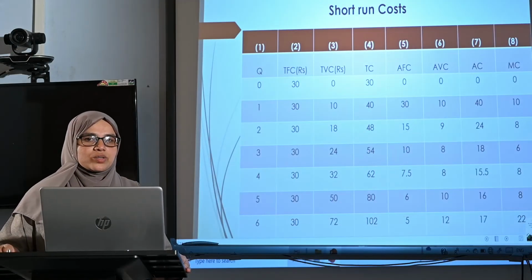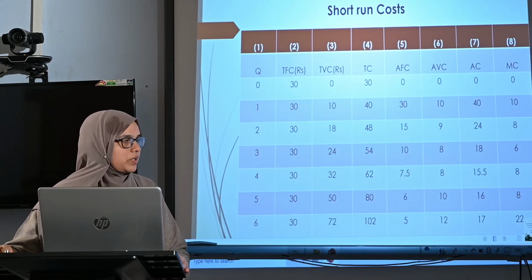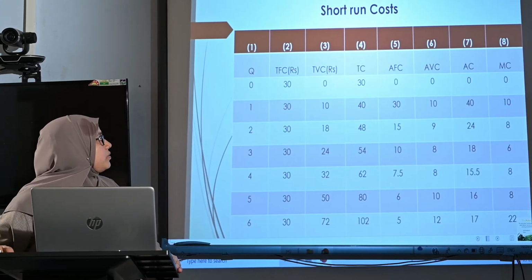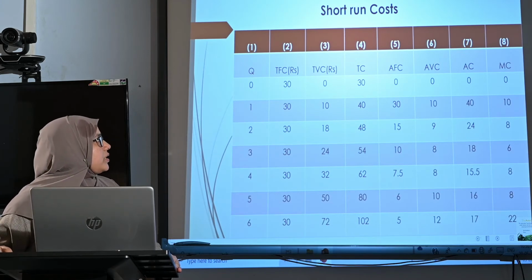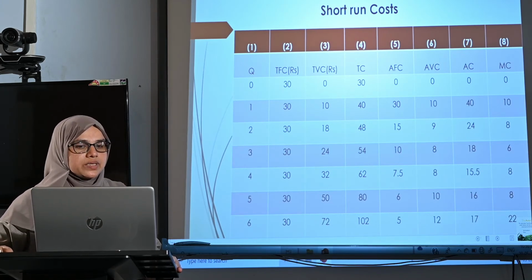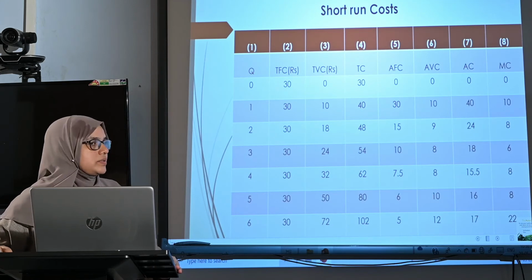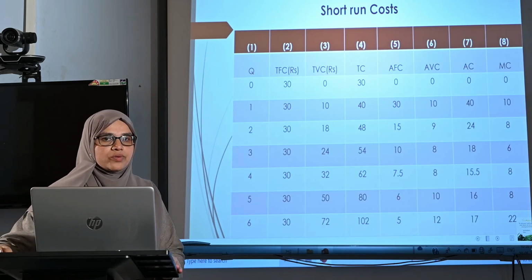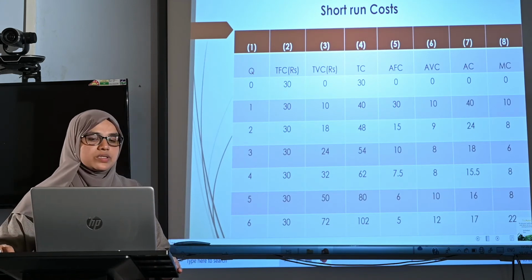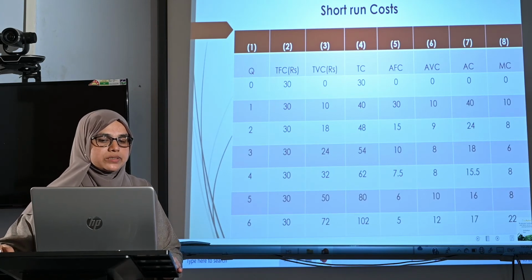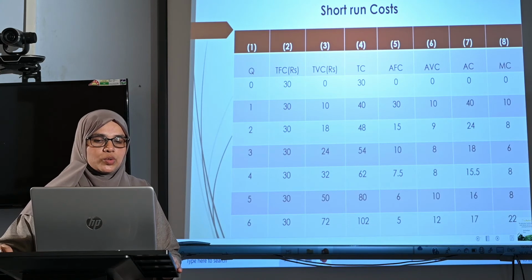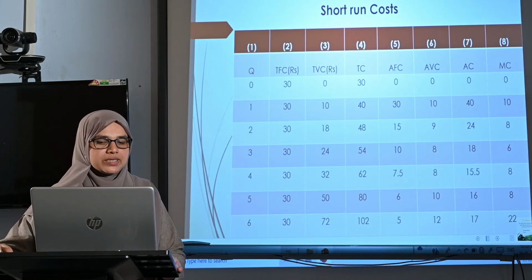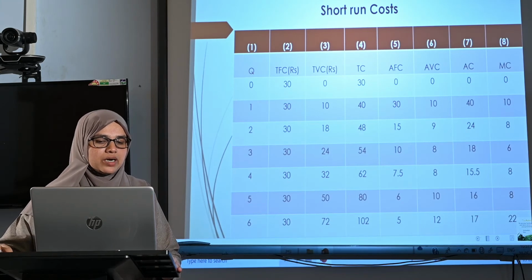Illustrate this short-run cost curve with the help of a table. In the table, first column is level of output and second column TFC. TFC is fixed for all levels of output, say for example 30 rupees, and TVC is 0 when output is 0 and TVC increases with the increase in output.